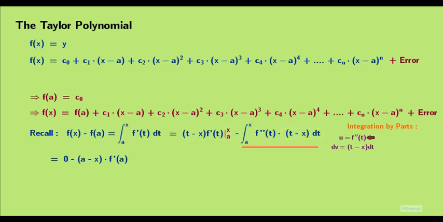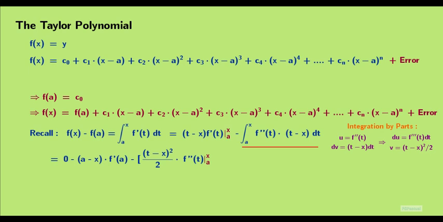From this, we get du equals f triple prime of t dt, and integrating this, we get v equals the square of t minus x divided by 2. And so, to complete the equation, we are subtracting u times v. U is f double prime of t, and v is the square of t minus x divided by 2. And this is evaluated from a to x.